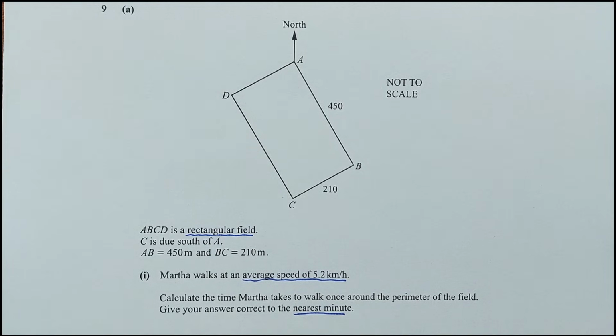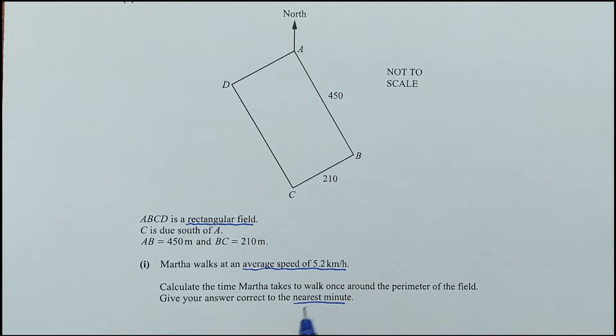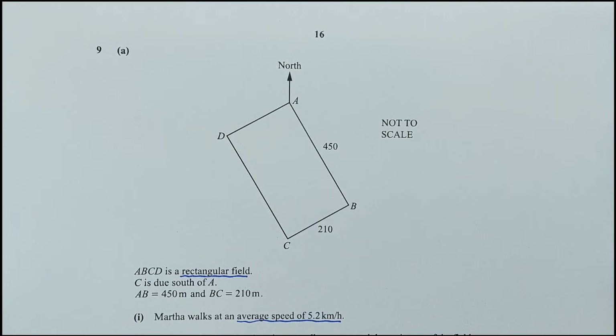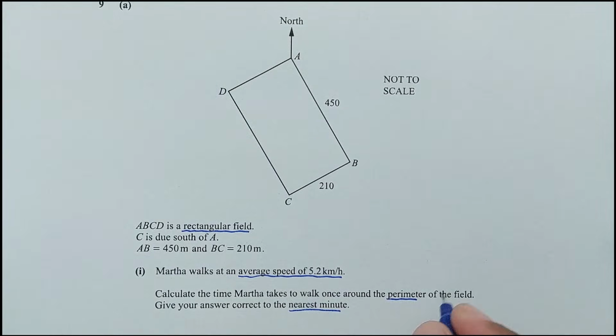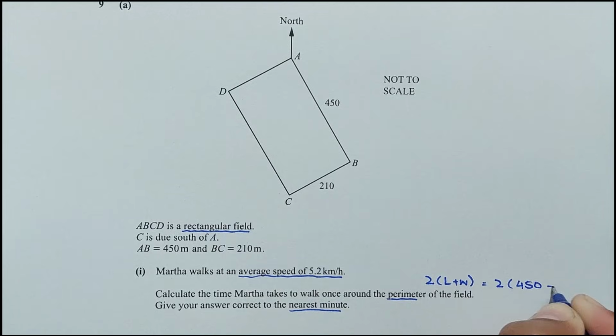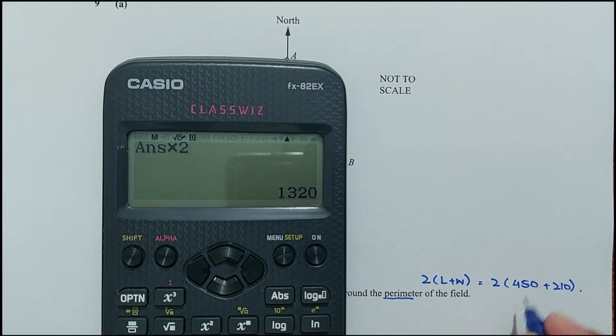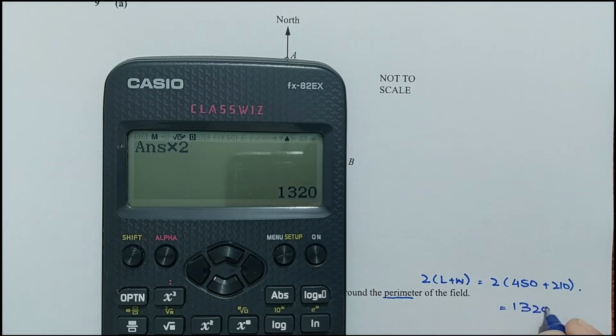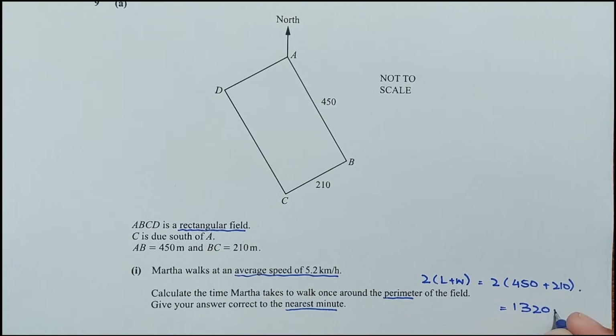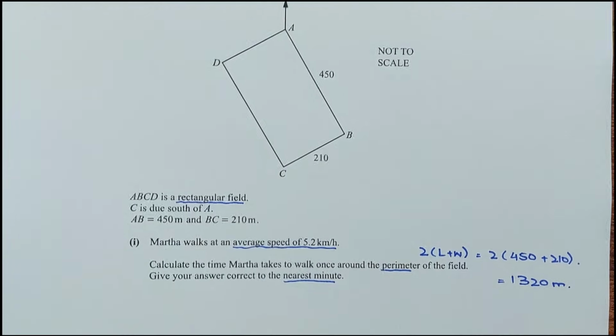Right. So we have to find the time she takes to walk once around the perimeter of the field. The perimeter of a rectangular field is 2 times length plus width. That would be the perimeter. So 2 times 450 plus 210, which is 660 times 2, which is 1320 meters. This is the distance, and the time we have to find.